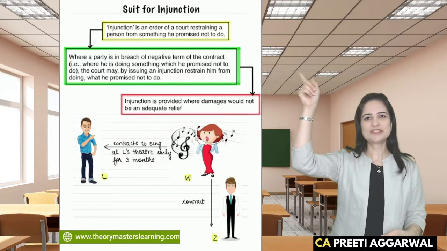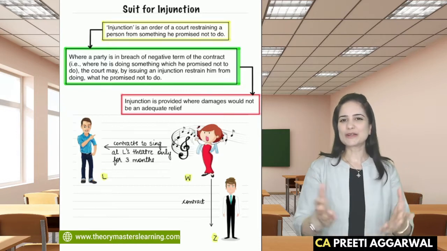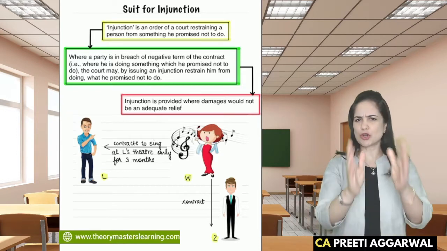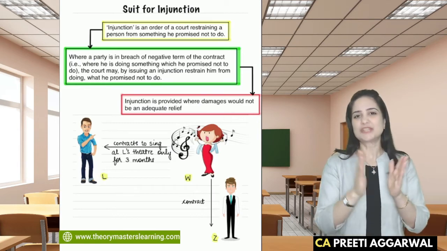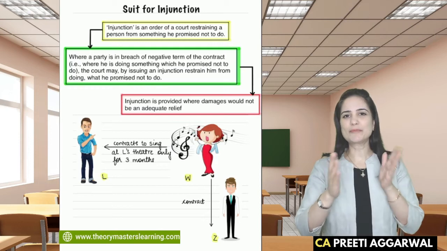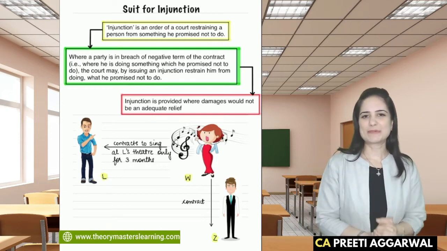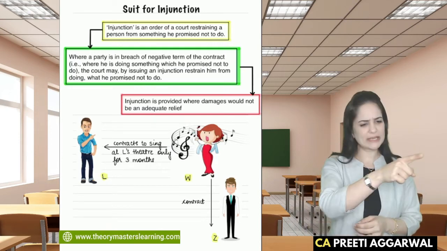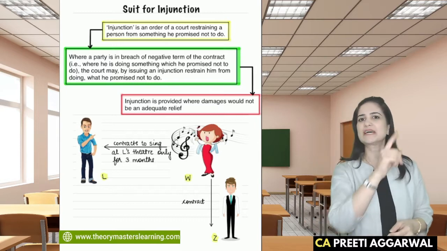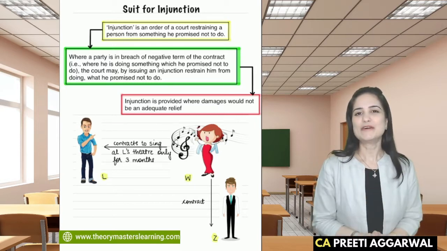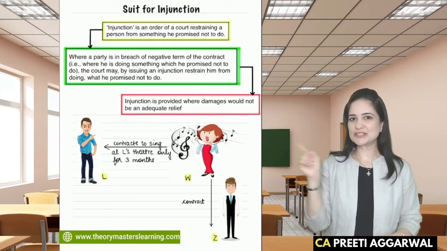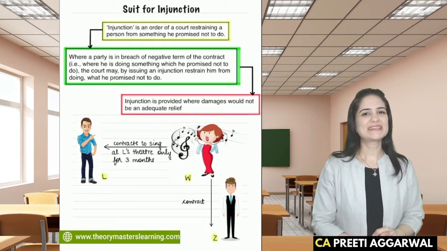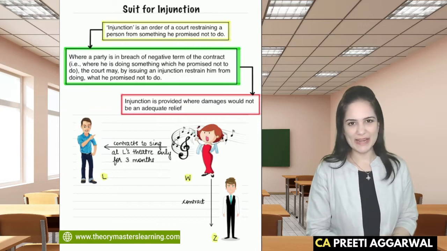So suit for injunction is an order of the court restraining or stopping a person from doing something which he promised not to do. Generally, we are stopping him from doing the negative aspects of contract. If the party had promised he would not do this work and he goes to do it, we can stop him from doing so by getting an order of injunction passed. This injunction is generally in case the damages are not an adequate remedy.